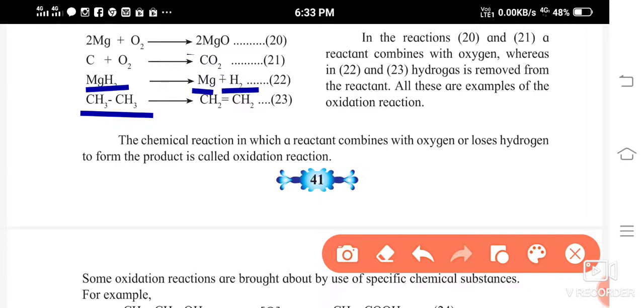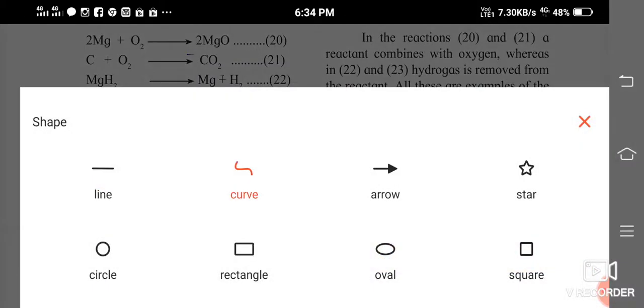What happened here? CH3 has lost hydrogen, isn't it? You can see it became CH2, so it has lost hydrogen. So here also we say that oxidation has taken place. Now see, don't get confused.